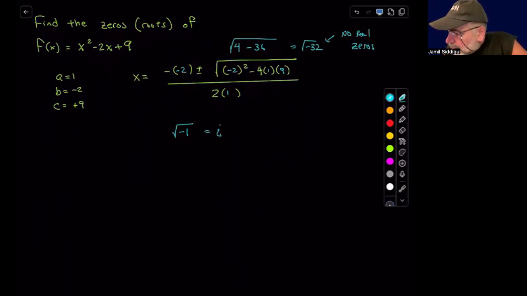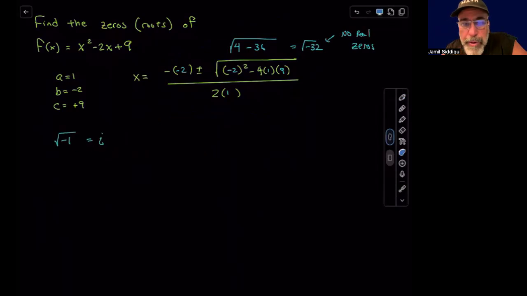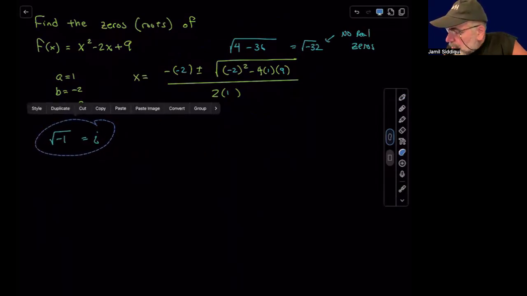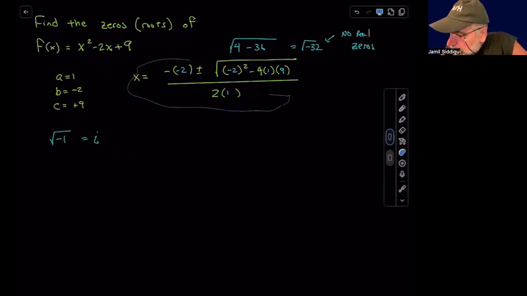So if we continue with this problem, keeping in mind that the square root of negative 1 is equal to i, what we're going to find out, let me just recopy this right here. Let's get all this going.